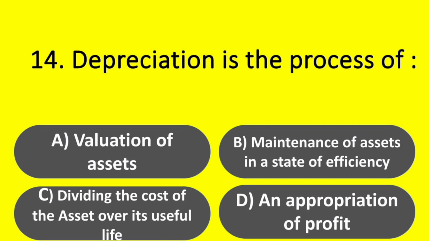Depreciation is the process of: option A, valuation of assets; option B, maintenance of assets in a state of efficiency; option C, dividing the cost of the asset over its useful life; option D, an appropriation of profit. Answer: option C, dividing the cost of the asset over its useful life.